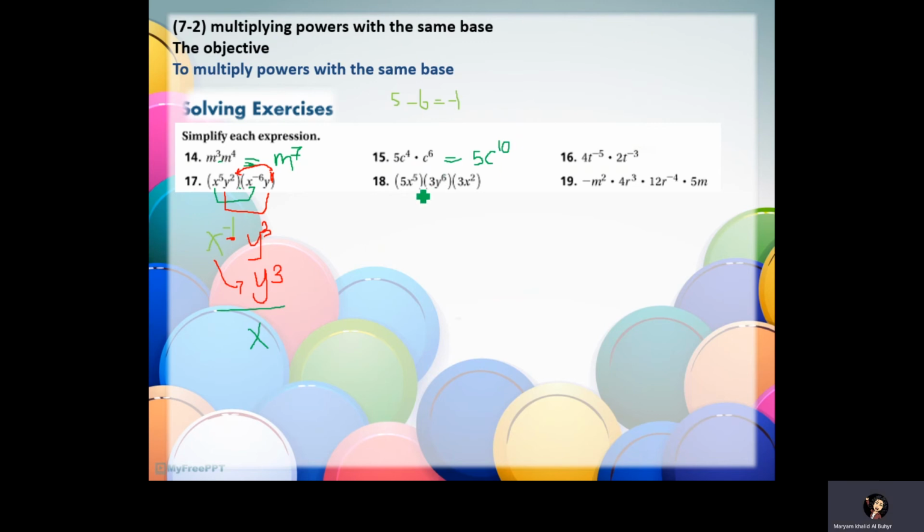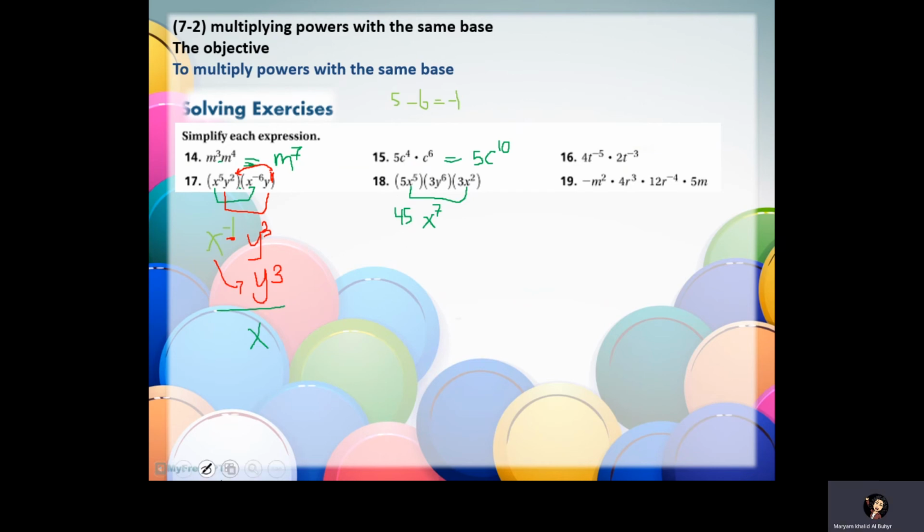Look at this one. Step 1 again. 5 times the 3, it's 15. 15 times the 3, it's 45. So that is 45. Now I will focus on the variables that I have. X with X, so these are the same base. I'm going to add the powers. So 5 plus 2, it's 7.